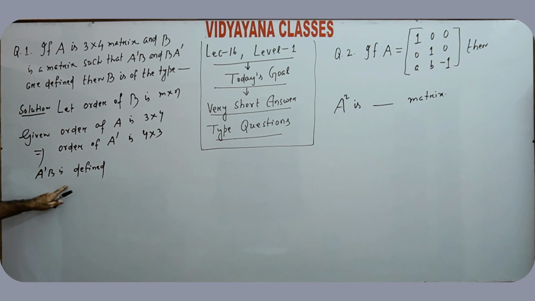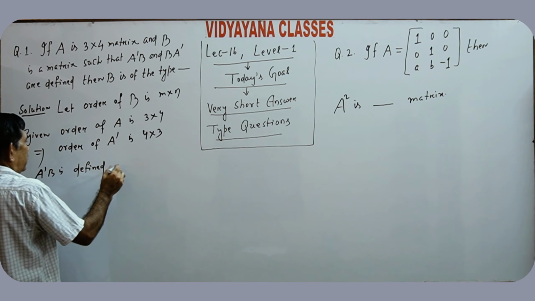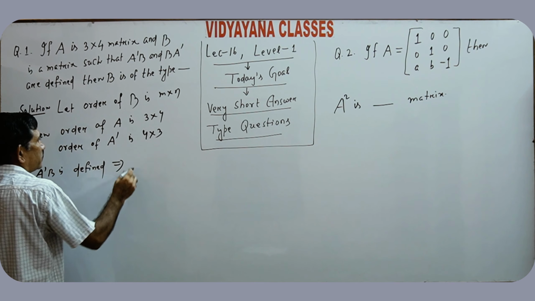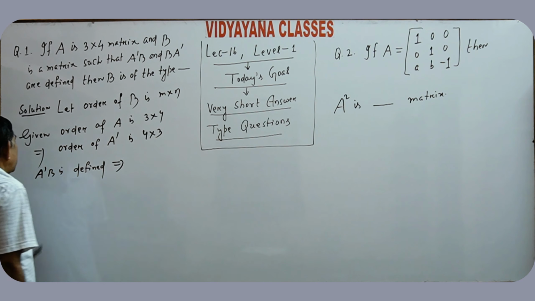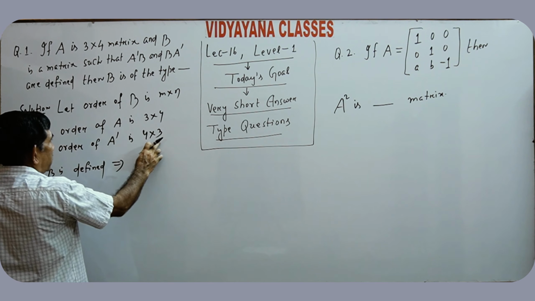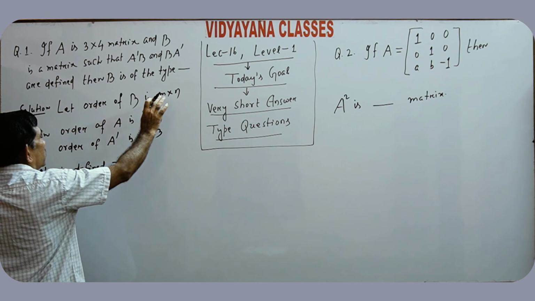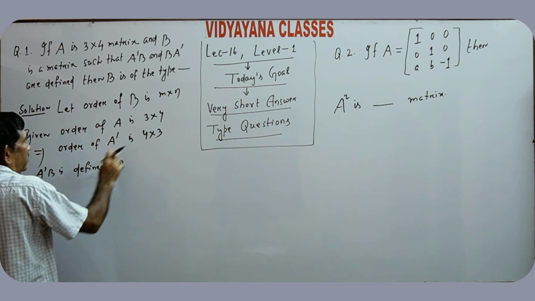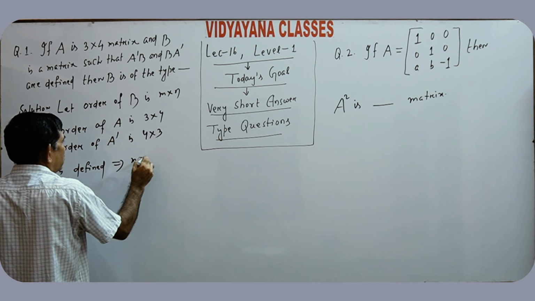Since A dash B is defined, matrix multiplication is defined, so the column of first is equal to the row of second. The column of first, that is 3, is the row of second, B, which implies M is equal to 3.